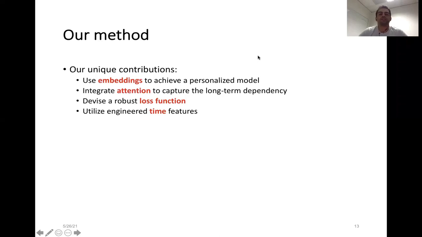Now that we have gone through the challenges, let's talk about our method very briefly. So we take advantage of a personalized model by using embedding. We capture long-term dependencies using attention. We also make the training more robust by using a more robust loss function, and we utilize engineered features to further help the method forecast.